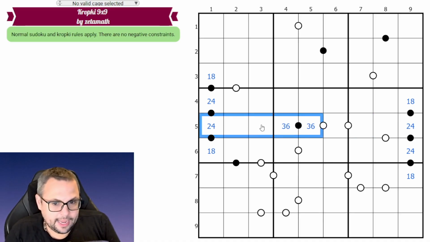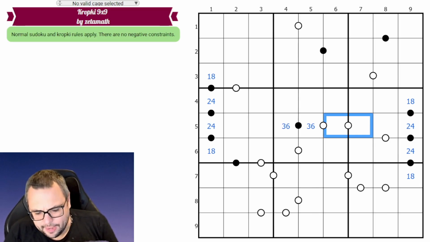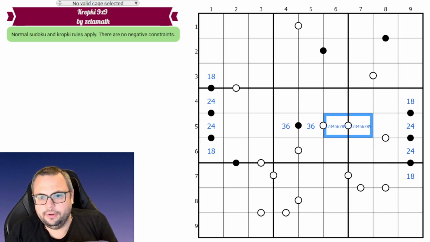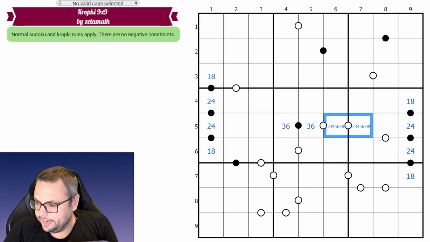Okay, so we know a lot about row 5 already. What about this white dot now? Let me do this for you the long way, and then I'll show you the quick way.